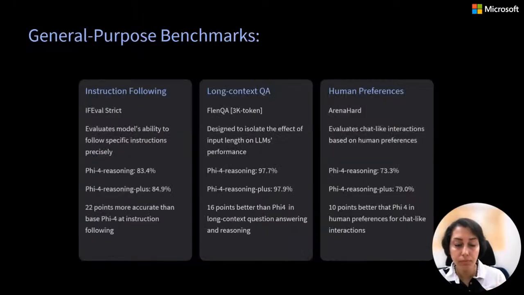And we also saw really good performance on general purpose benchmarks, even though, again, these were not targeted in the post-training process. For example, these models have improvements compared to the base architecture in instruction following, in long context question answering, and also just in general in terms of human preference, which is represented by the ARENA hard benchmark.